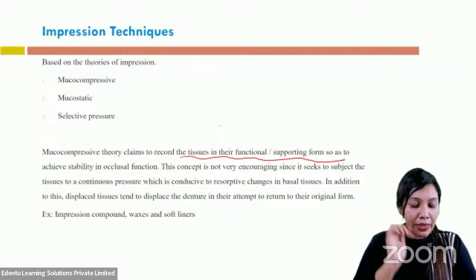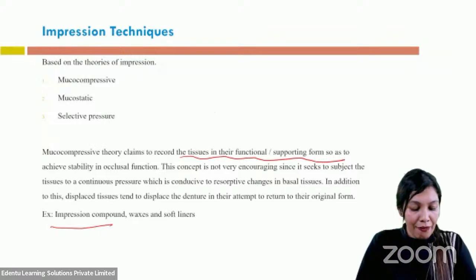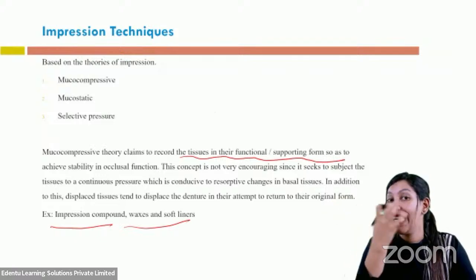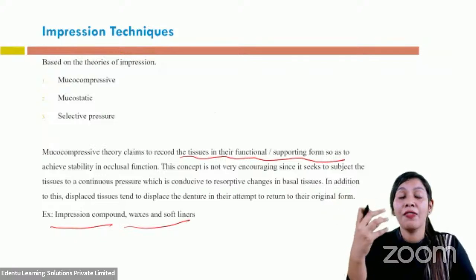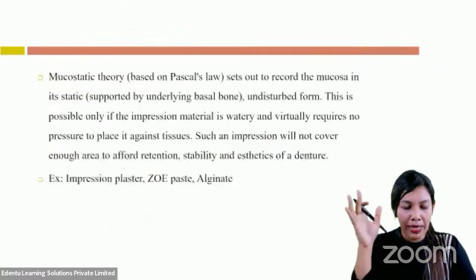Examples of that are impression compounds for the edentulous arch, waxes and soft liners. Just think of what we actually use for our edentulous arch. That is because we will be doing functional movements, so we use the impression compounds as well as the wax. Just memorize it like that.